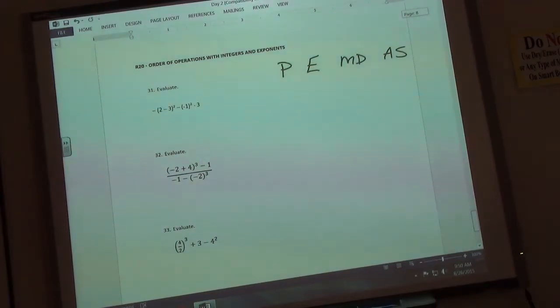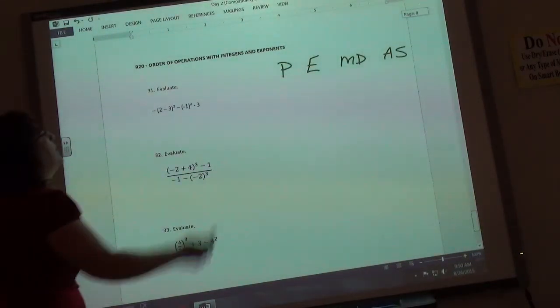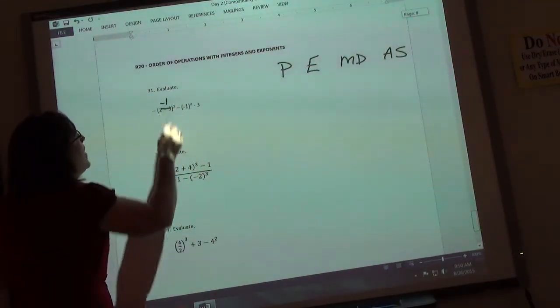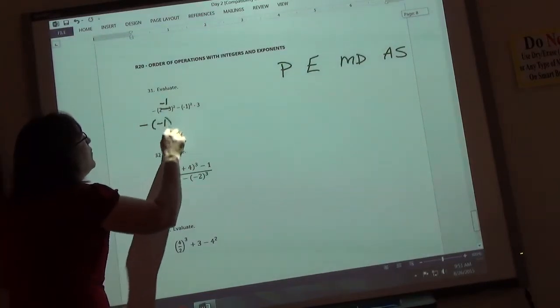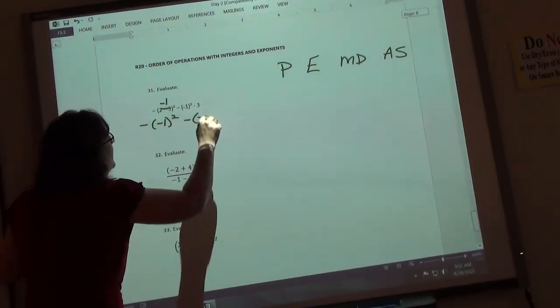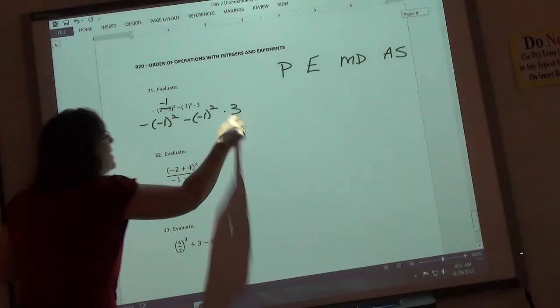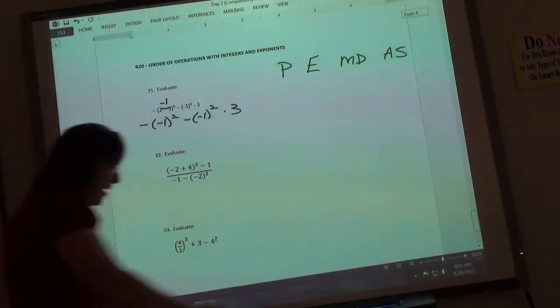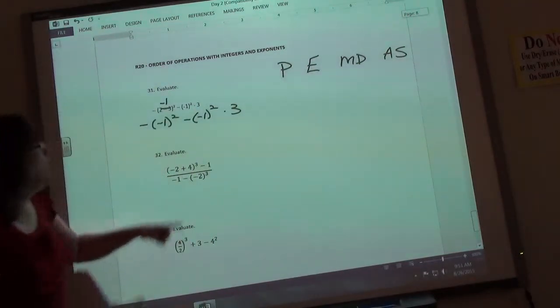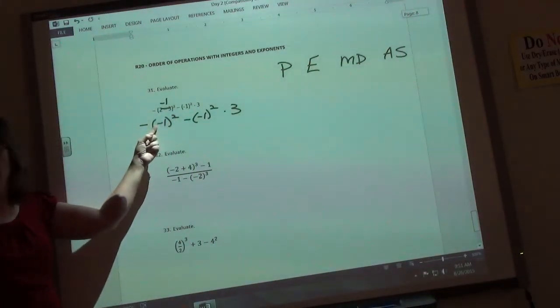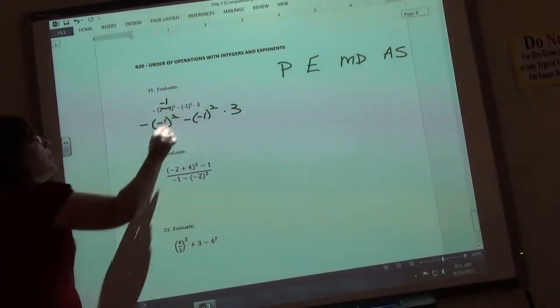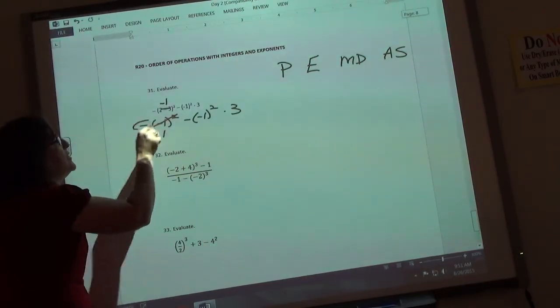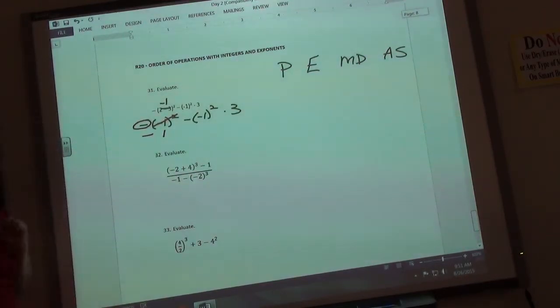2 minus 3 is? Negative 1. So now I have minus a negative 1 squared minus a negative 1 squared times 3. Next thing I'm going to do is the exponents that I have. So I'm going to square my negative 1, which is a positive 1. Notice it has that minus sign that's in front that I still have to drop down.